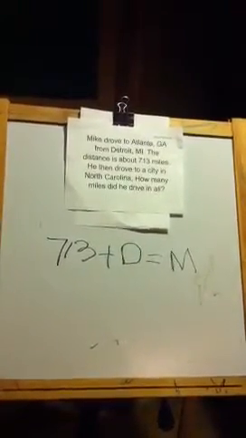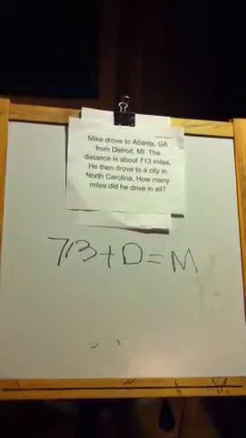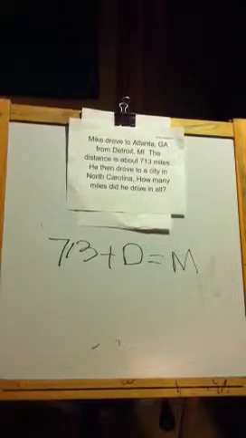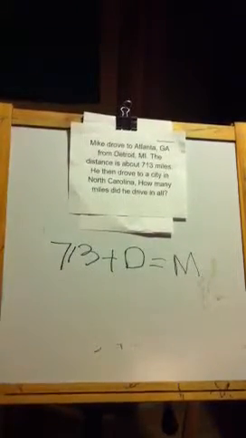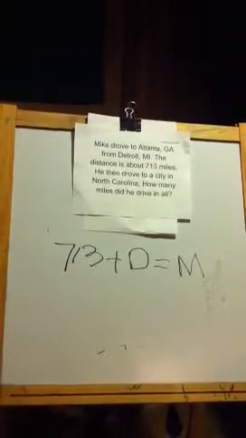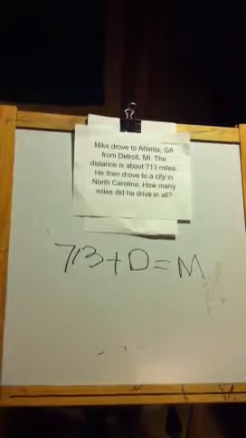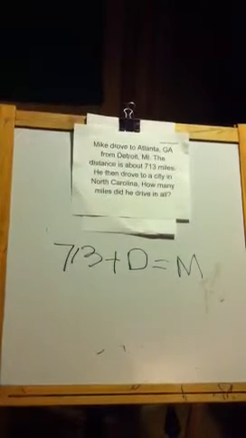So the equation translates to 713 plus d, for the distance from Atlanta, Georgia to the city in North Carolina, equals m for the total number of miles Mike drove. This is a basic expression written out in algebraic form. Does anyone have any questions regarding what we just covered before we move on?